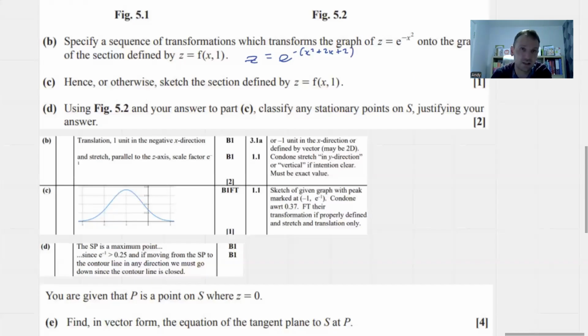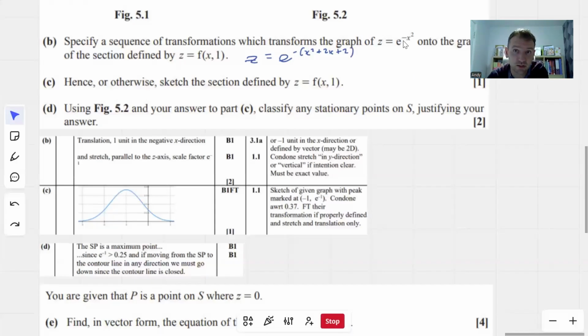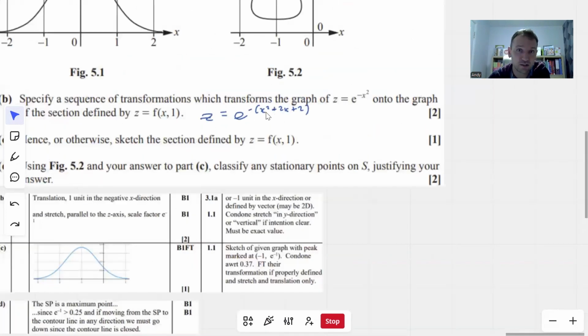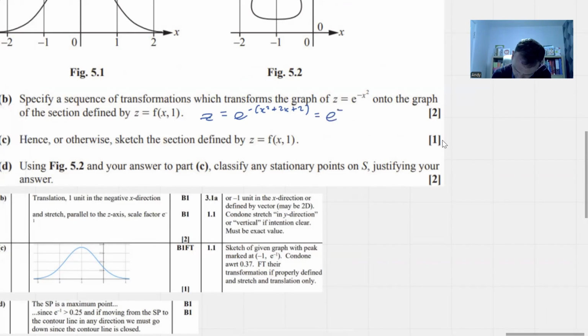So this, I don't think, is obvious. This is a hard single maths question, to be honest. So we definitely can't just do it by eye. We want to complete the square here and then see if we can compare it to this. So by completing the square for what's inside here, I'm going to get x plus 1 all squared plus 1. So this is e to the negative 1 multiplied by e to the negative x plus 1 squared.